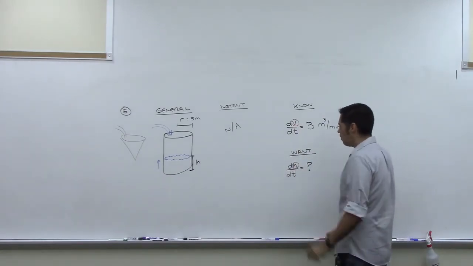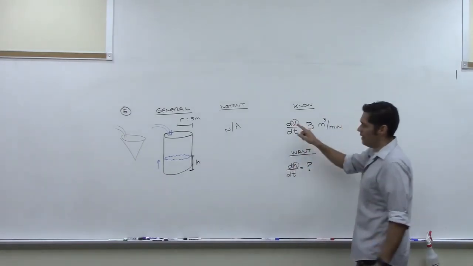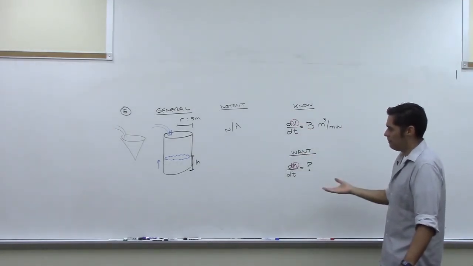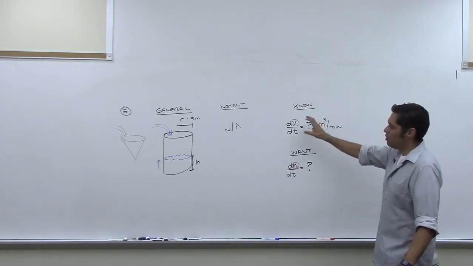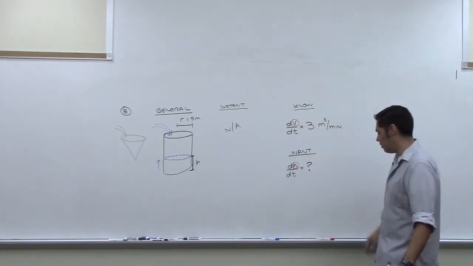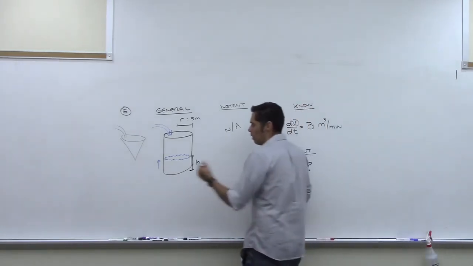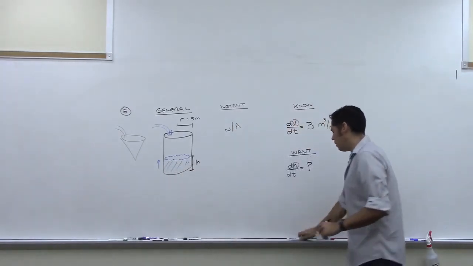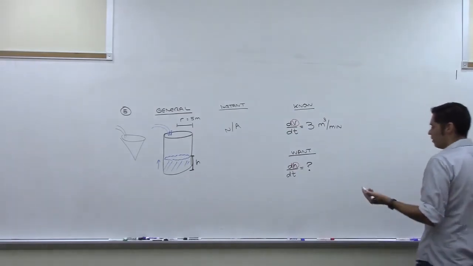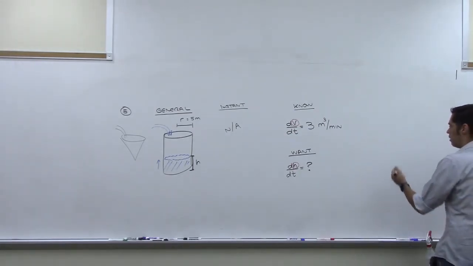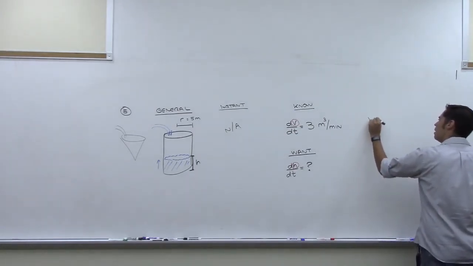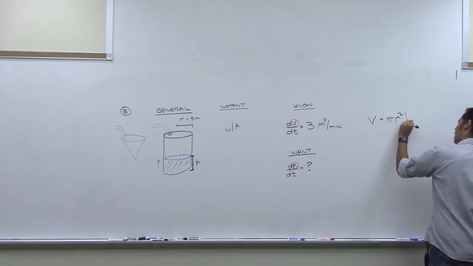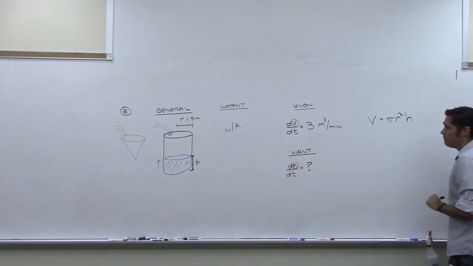So how is the volume of a cylindrical tank related to its height? Or sorry, how is the volume of a cylinder related to its height? I'm talking about the volume of this piece right here, not the volume of the whole tank. So what's the volume of that blue piece? Well, if you look in your book, you'll find that the volume of a cylinder is pi r squared h. That's the volume of a cylinder.